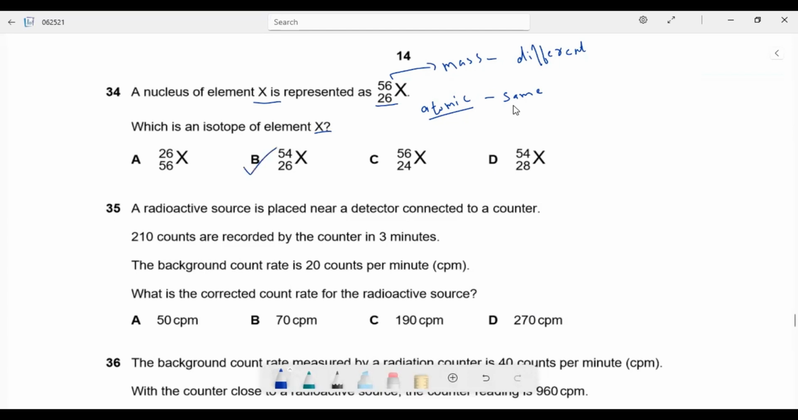So B is the right answer. Atomic number, that is 26, and mass number has been changed to 54.